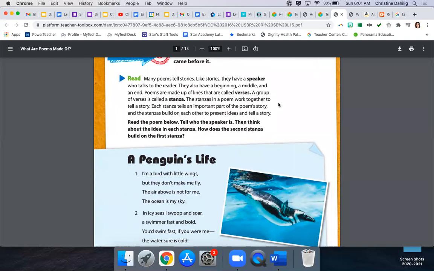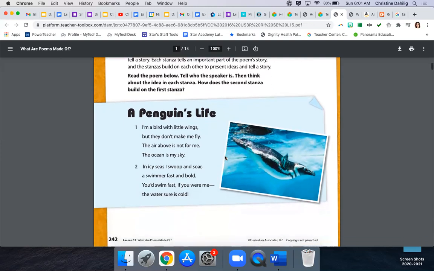So we're going to now read this poem entitled A Penguin's Life, and I would like you to think about how the second stanza builds on the first one. All right, so here we go.